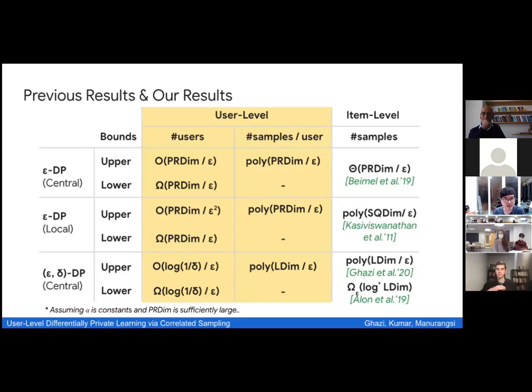Any more questions about the results? Okay, if not, I'm going to describe some of the ideas. Kobe, please. Hi, Pasan. So one question, isn't it the case that users have enough samples to solve the problems on their own, at least in the epsilon DP case?